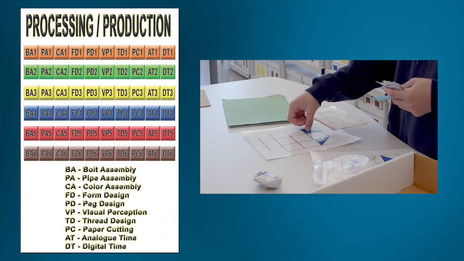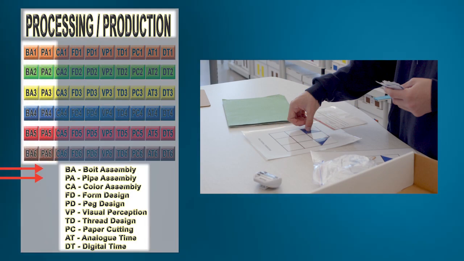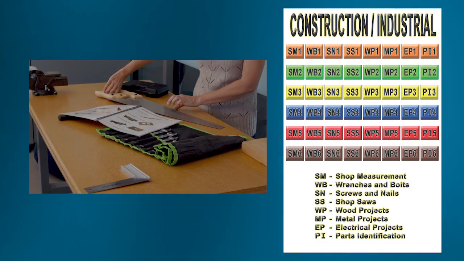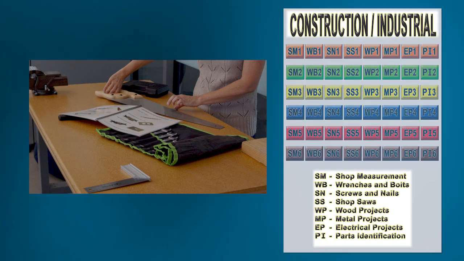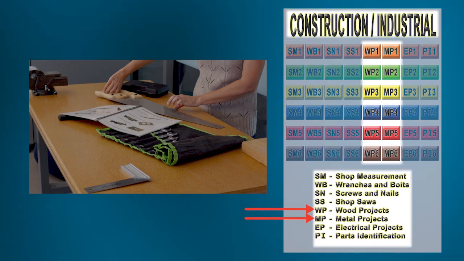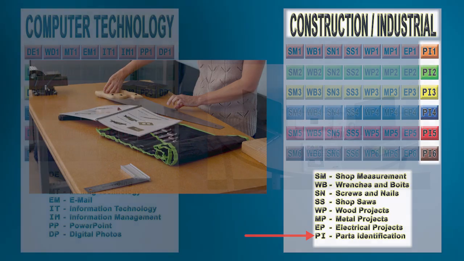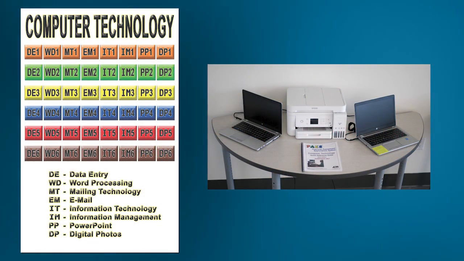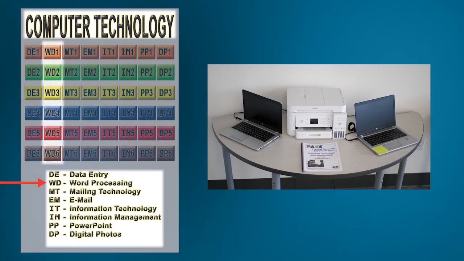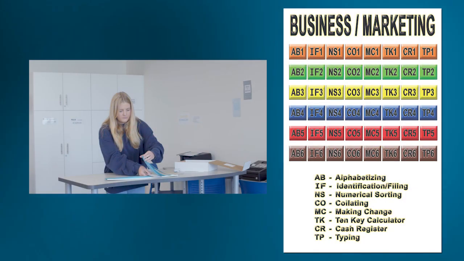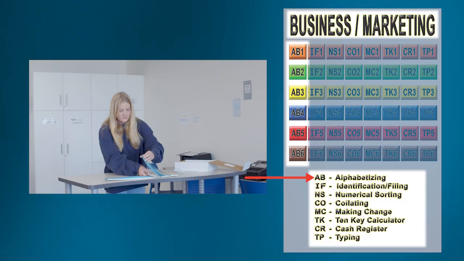In the processing production component, there are units that cover pipe and bolt assembly, thread design, and paper cutting. While the construction industrial component has units like shop measurement, wood and metal projects, and parts identification. The computer technology component teaches and assesses students on skills like data entry, word processing, and how to work with digital photos. Finally, the business and marketing component has units that cover skills like alphabetizing, making change, and typing.